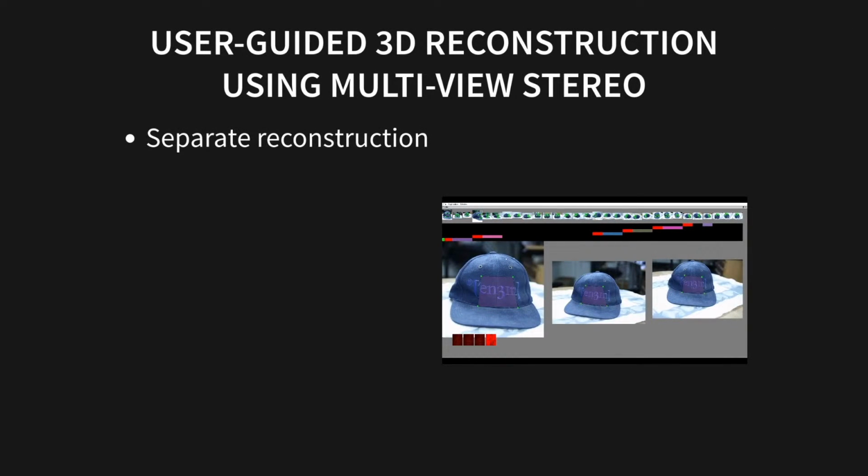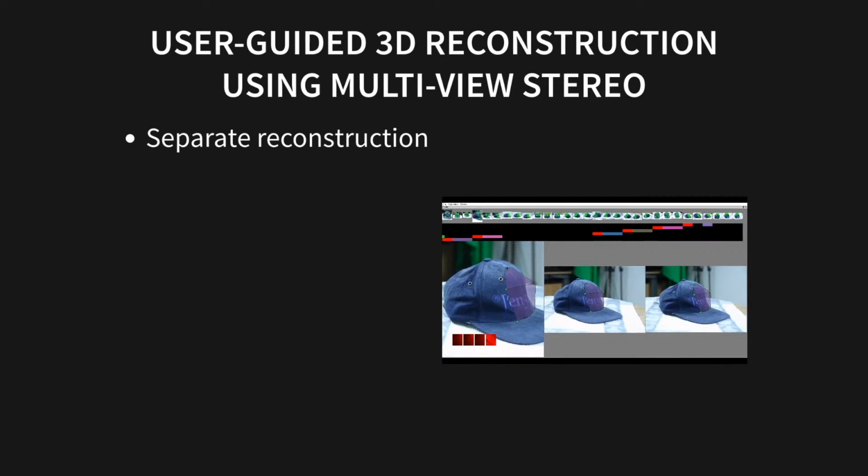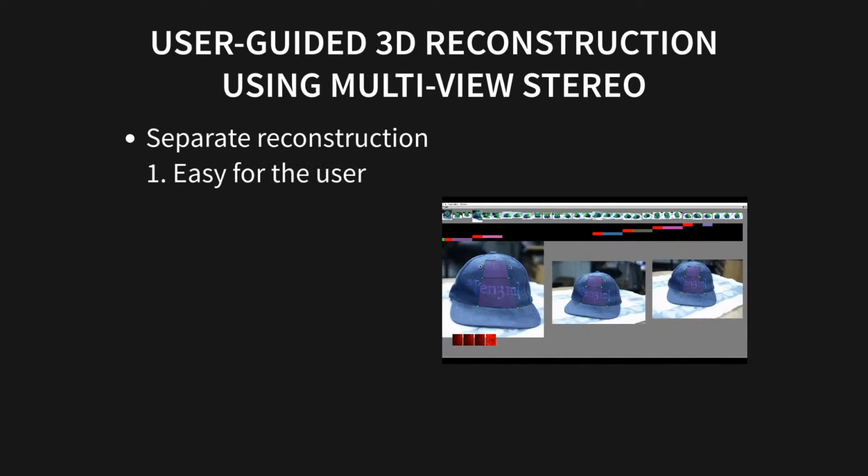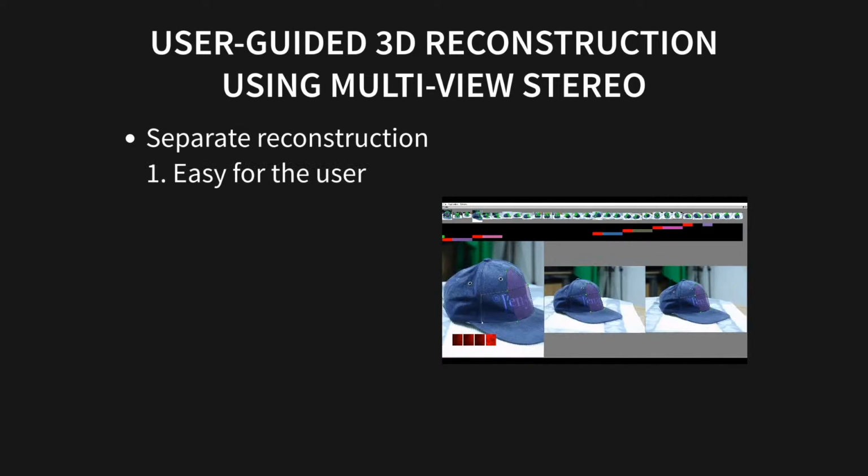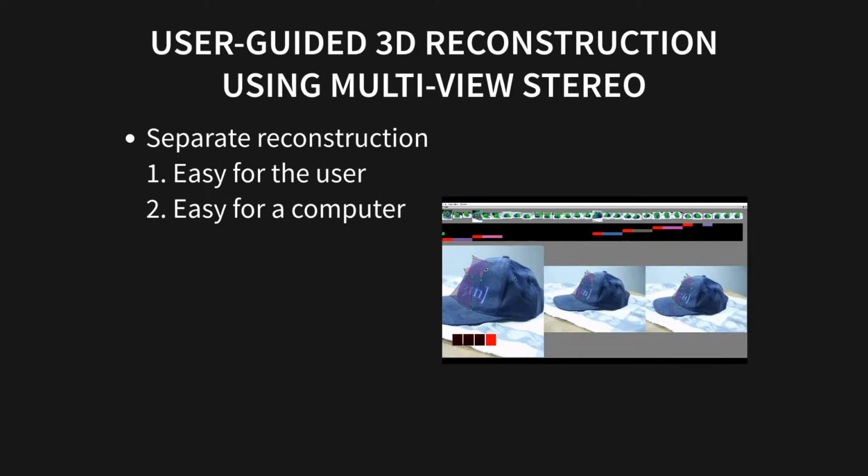The main idea of our paper is to try to separate the problem of reconstruction into 2 parts. One part which is easy for the user but hard for a computer, such as visibility and topology. And one part that vice versa is easy for a computer but hard for a user, such as aligning geometry correctly in world space with respect to a set of photographs.